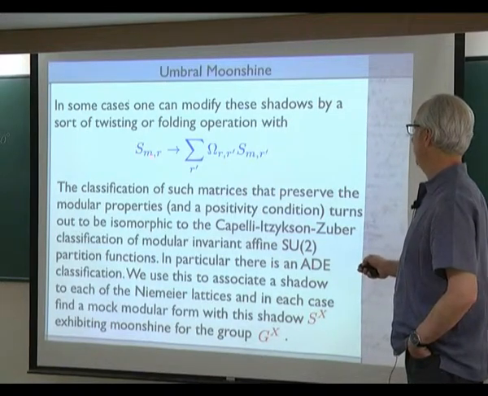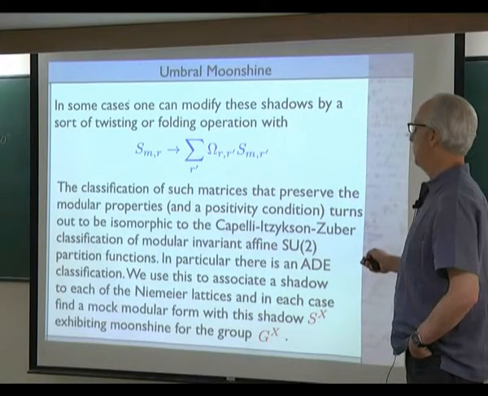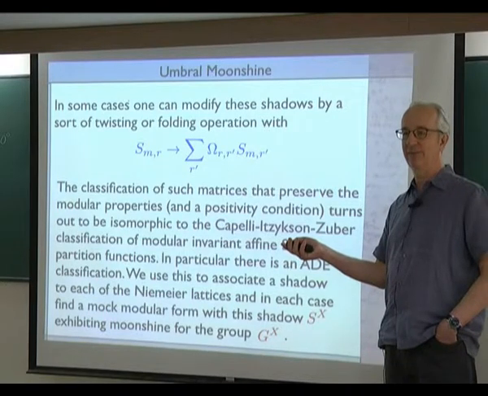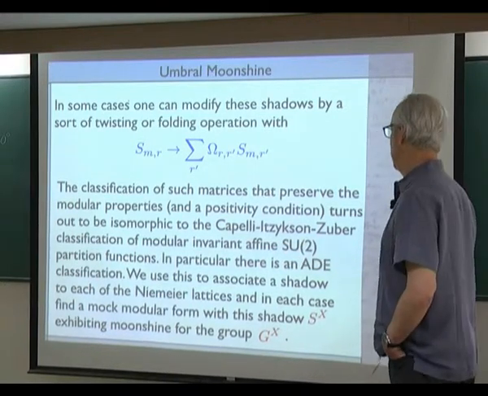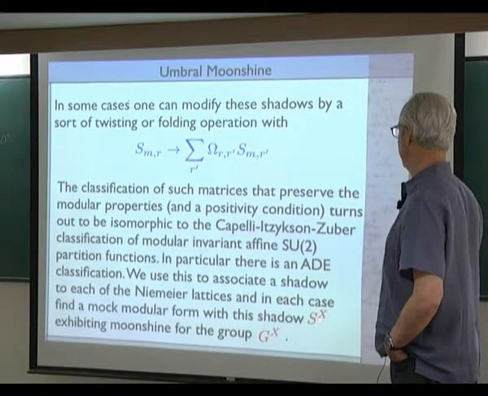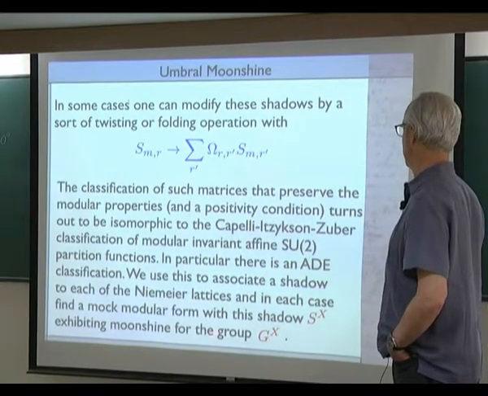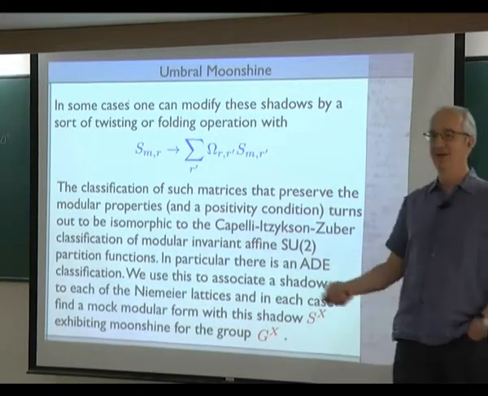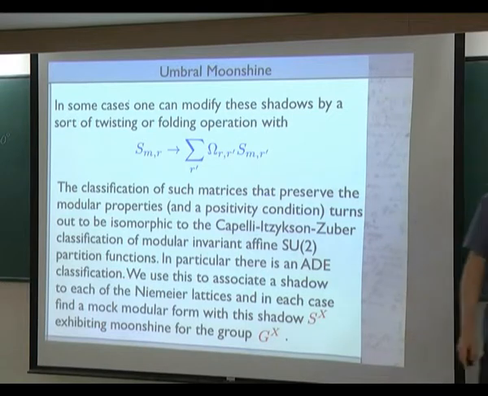And we can take these shadows S of M and R, and we can twist them in a way that is determined by the A, D, and E components of that Niemeyer lattice. In each case, that leads to a shadow, which we'll call S of X, and that shadow exhibits moonshine for the group G of X, which was constructed in terms of the automorphism group of this lattice.